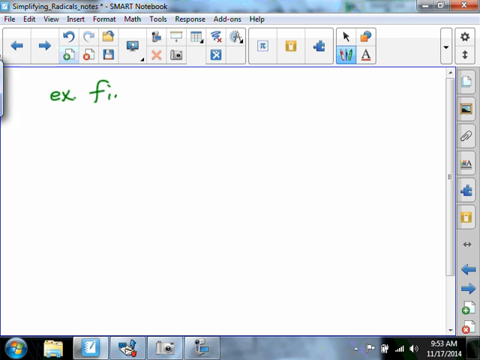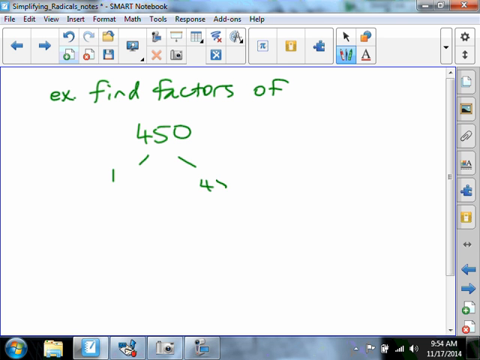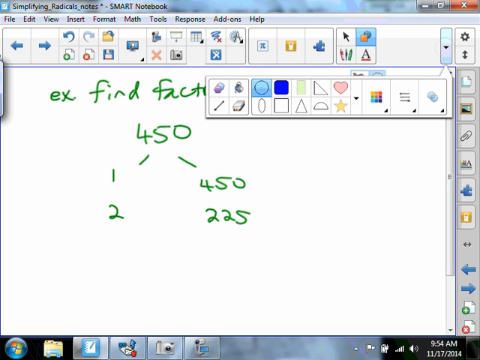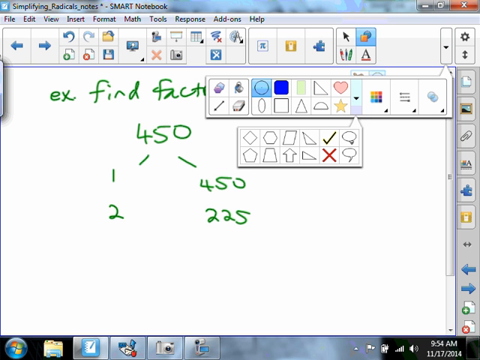Example, find factors of 450. So of course it's divisible by 1 because every integer in the whole wide world is divisible by 1. Now, is 450 divisible by 2? A number in general is divisible by 2 if that number is even, and 450 certainly is even, so this is certainly divisible by 2. How many times? 225.